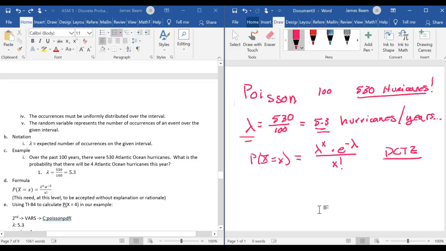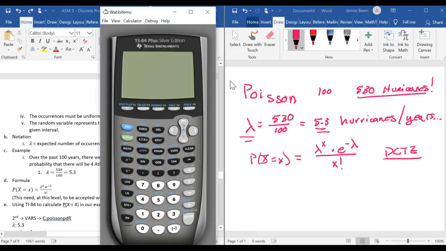So we're not going to have the kids feed this in there. I mean, you could have them do it by hand. It would be fun. It's an exercise. And again, the calculator comes to save the day. If I look under the distribution second vars, I scroll down a little bit here. Lo and behold, I have Poisson PDF.